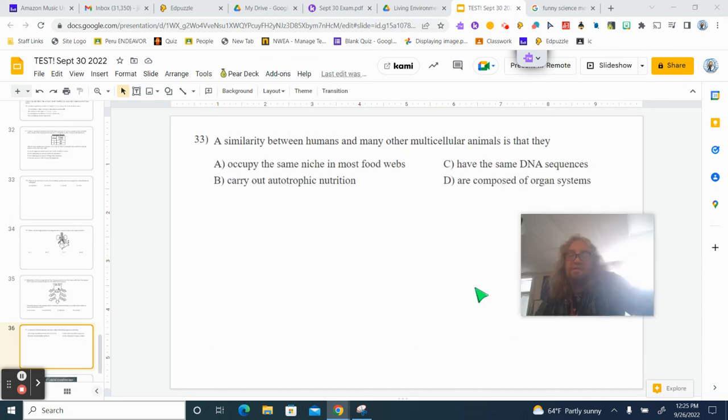And finally, question 33, last question of the test. A similarity between humans and many other multicellular animals is that they A, occupy the same niche in most food webs. B, carry out autotrophic nutrition. C, have the same DNA sequences. Or D, are composed of organ systems.